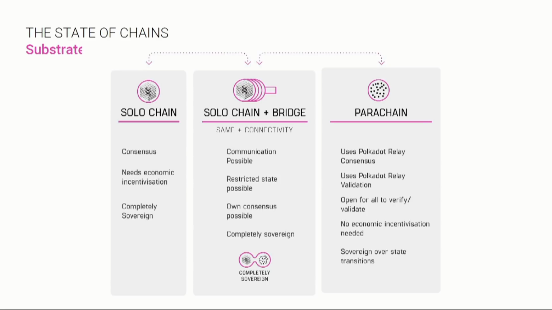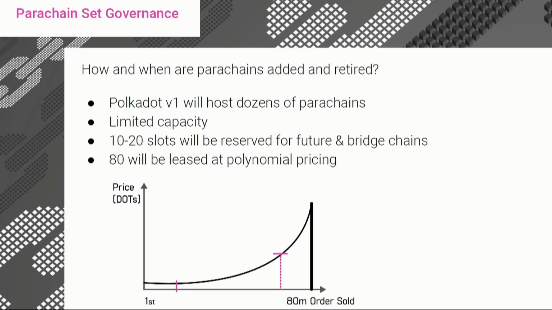Finally, as a parachain, you get to use the relay chain's consensus, or whichever chain you put it on if it's not the top-level relay chain, and it uses the validation for that. You don't need to incentivize your users economically. That job's already done because you're piggybacking on the relay chain's consensus. And it's still sovereign over state transition. It's just not sovereign over finality.